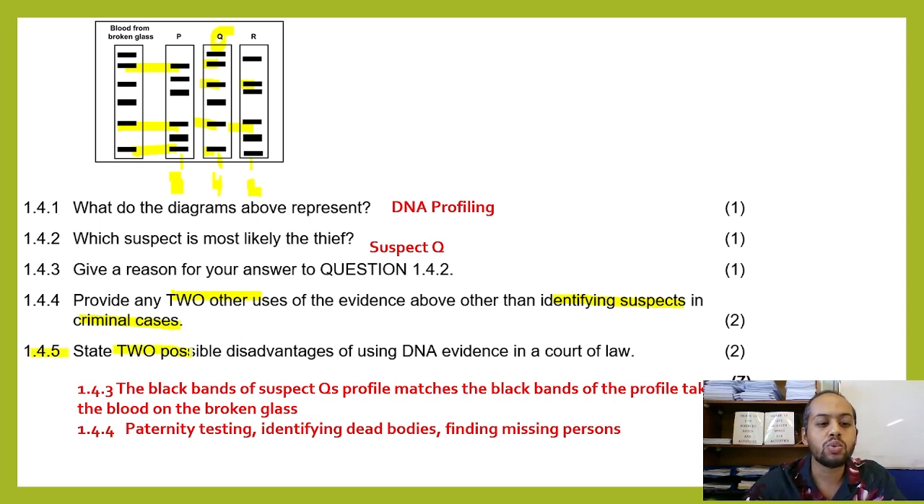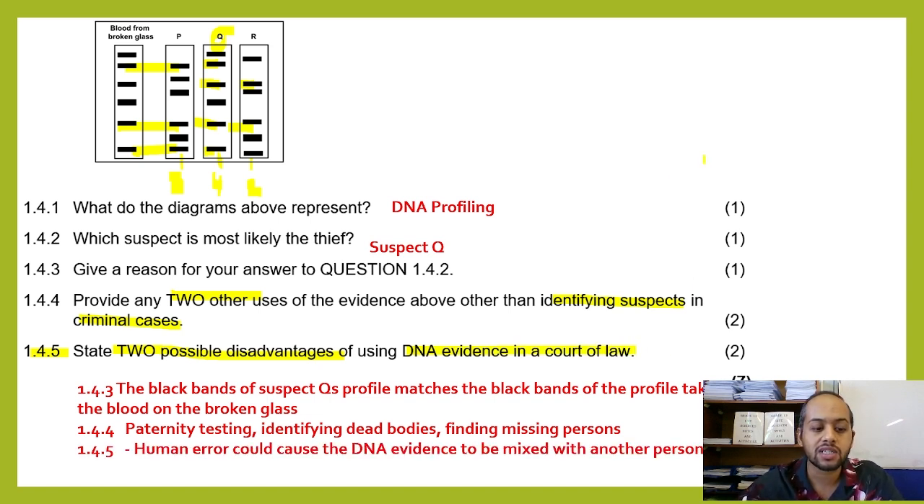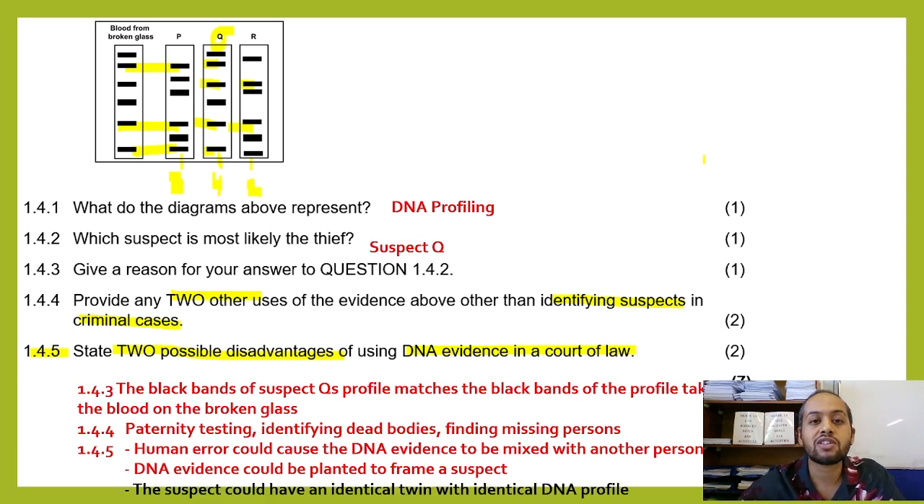1.4.5, state 2 possible disadvantages of using DNA in a court of law. Please make sure you know this. Firstly, human error can cause the DNA evidence to be mixed with another person's DNA. DNA evidence could be planted to frame a suspect. And then lastly, the suspect could have an identical twin, and the identical twin will have an identical DNA profile.